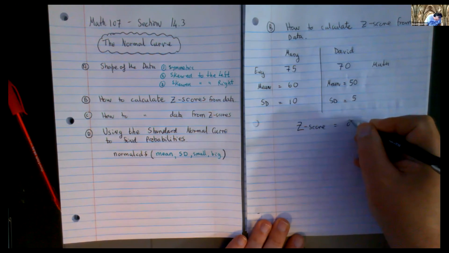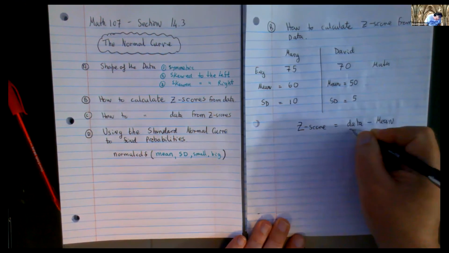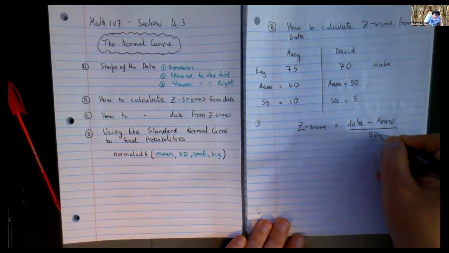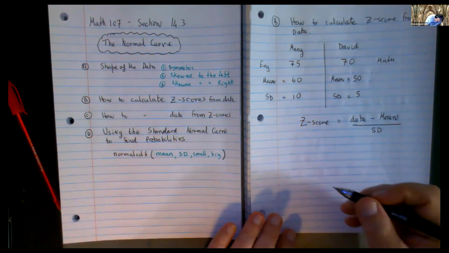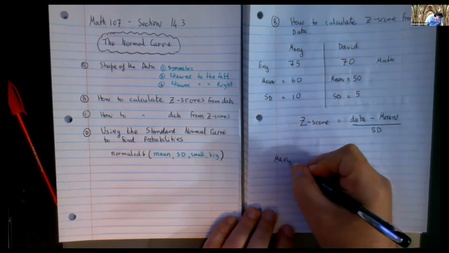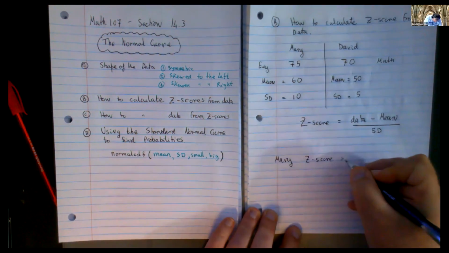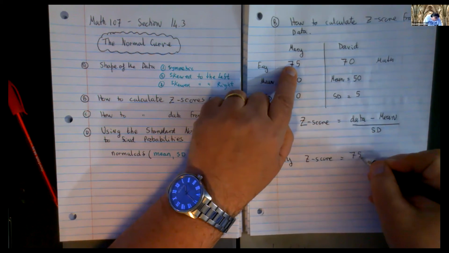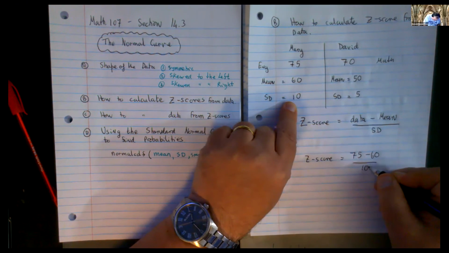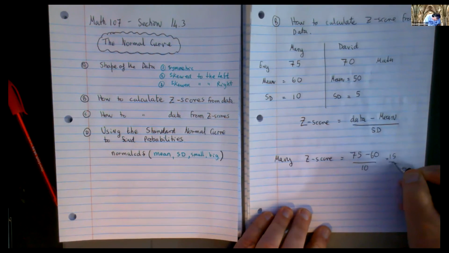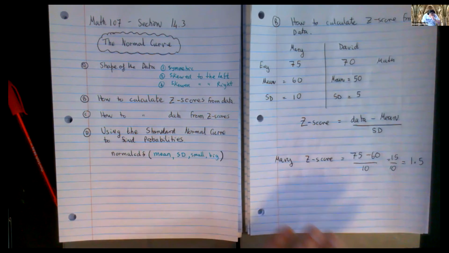So this formula for the Z-score is the data, take away the mean, and then you divide it by the standard deviation. So let's find out what the Z-score of Mary is. Her Z-score is what she got, her data, 75, take away the mean of the class and divide it all by 10. So that's 15 divided by 10. She gets a standardized Z-score of 1.5.